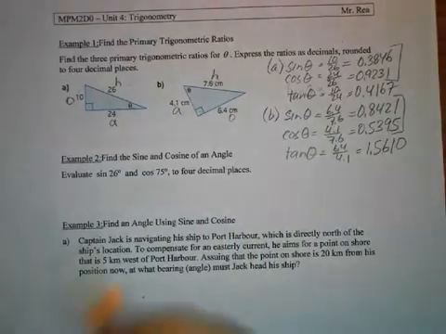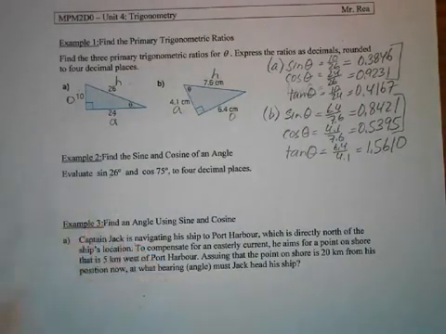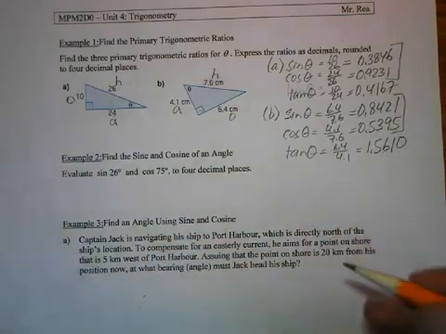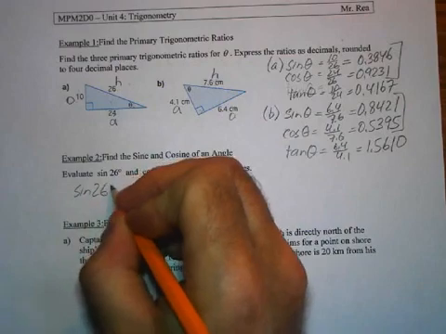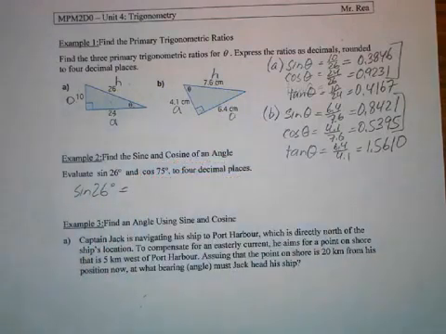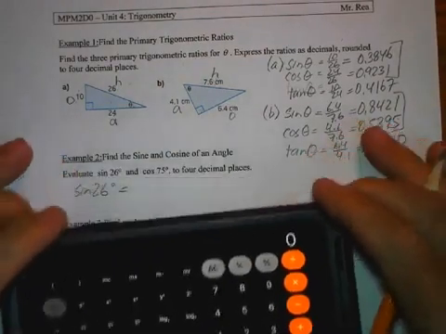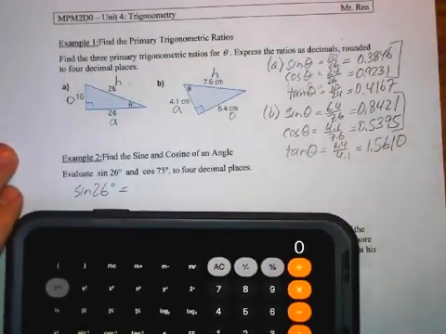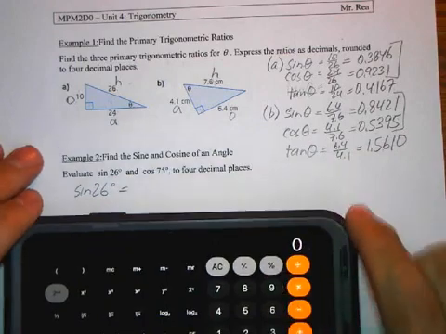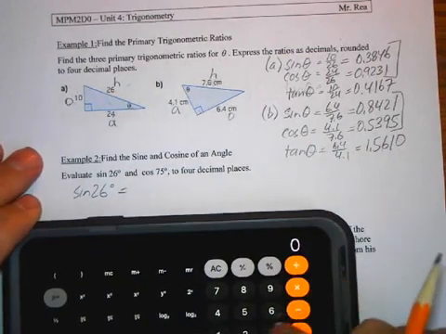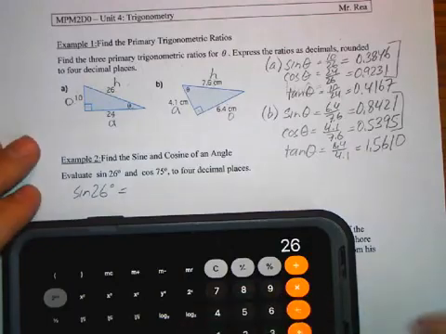Okay, so this time we've got sine 26. We want to convert this into a value. So this is just practice using your calculator. Like we did with the tan, for the iPhone, we enter the degree first. So I would enter 26, making sure you're in degrees, of course, and then the sine button.